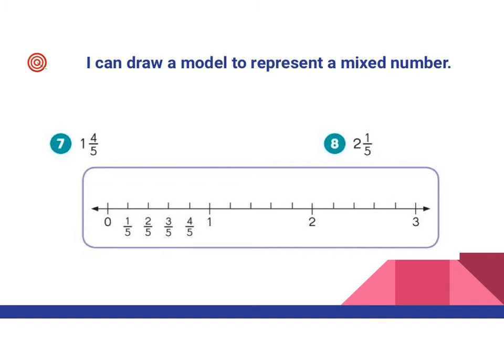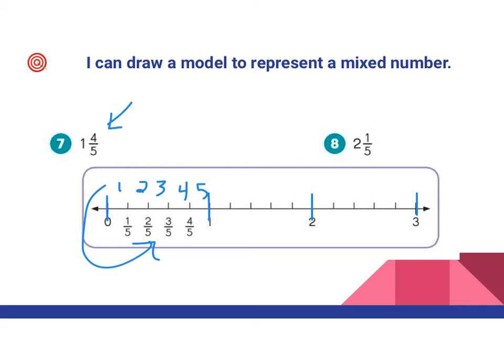So remember, with a number line, these are the whole numbers as we see them being labeled 1, 2, and 3. And because we're working with fifths, we notice that in between the whole numbers, we've got 5 equal sections, 1, 2, 3, 4, and 5, as they're labeled down here below. So 1 and 4/5, where would that go on a number line?